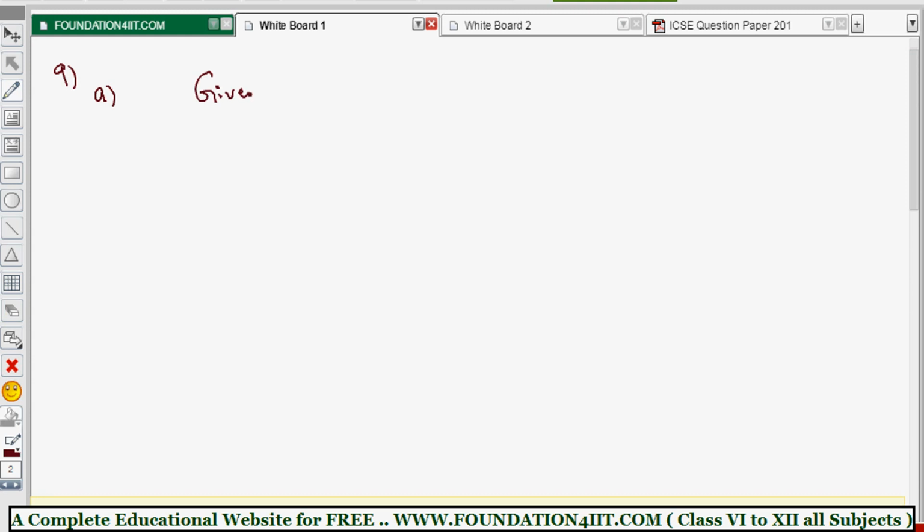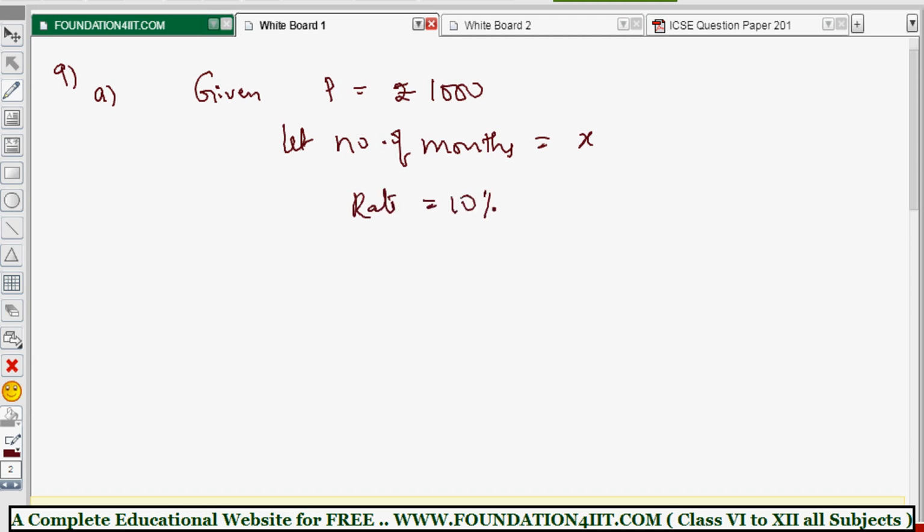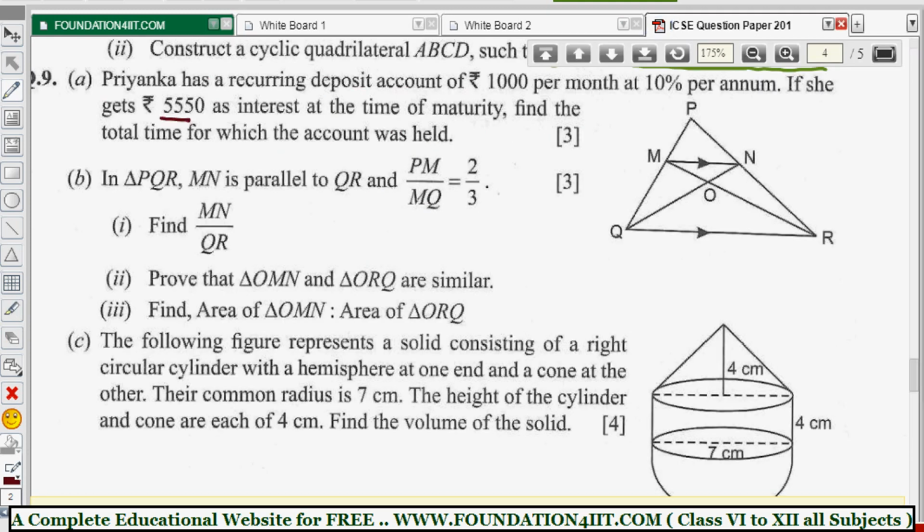So according to the question, the monthly installment P is 1000 rupees. Let the number of months, because time we need to find out, be X, and the rate is given as 10% per annum, simple interest. The simple interest value is given already, how much you earn at the time of maturity, that is 5550.